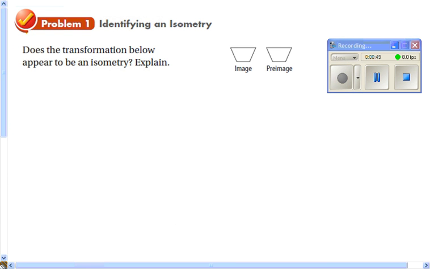All right, so first of all, identifying an isometry. Remember from the definition that an isometry is a transformation in which the pre-image and the image of the geometric figure are congruent. So if we look closely at these two objects here, they sure look the same. So I'm going to say yes, this is an isometry, and the reason is because the image is congruent to the pre-image.